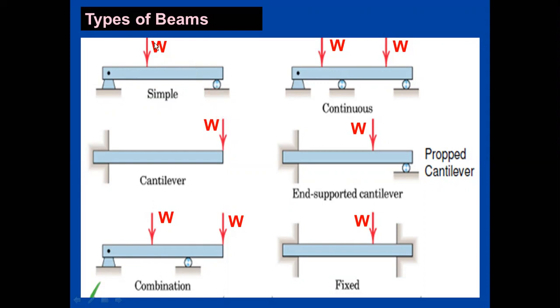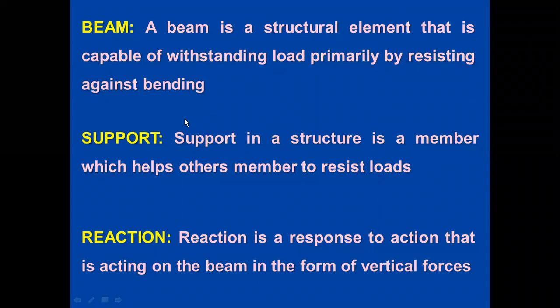So if I go to the first slide, that is to define what I mean by a beam, support, and reaction. Now we understood what we mean by a beam. A beam is a structural element that is capable of withstanding the load primarily by resisting bending. Whenever we say beam, we mean a structural element which has the capability to withstand the load coming from the higher structure, that is the superstructure, by resisting bending.